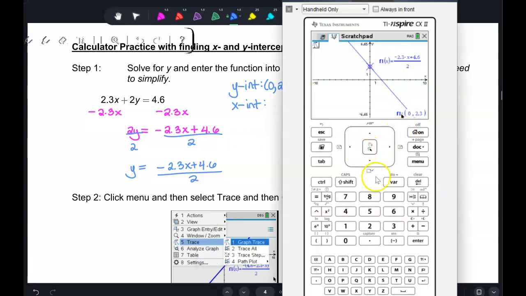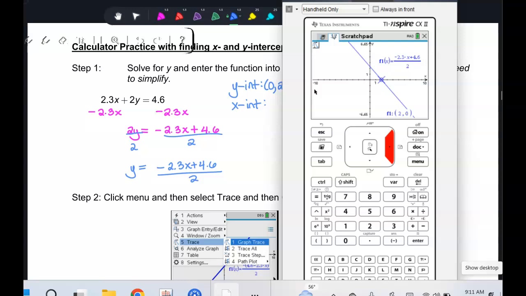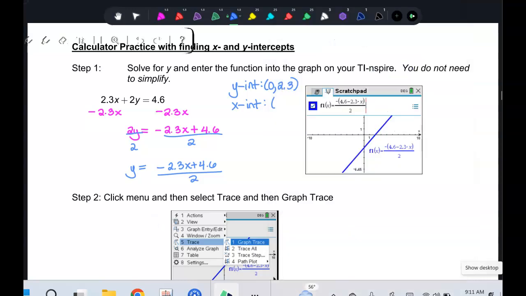We're going to use our left and right arrows. Do you see the left and right arrows? I want to move it to the right until it gets to X. So I'm going to just see how it traces over. I see it's 2. So X equals 2. So my x-intercept.